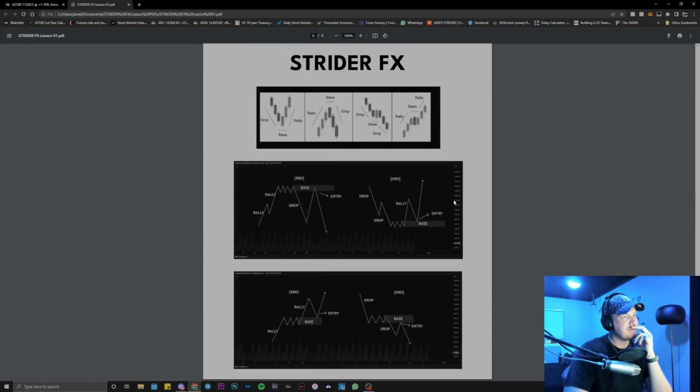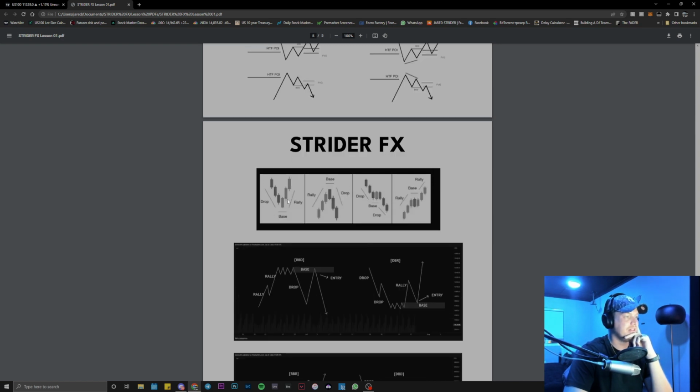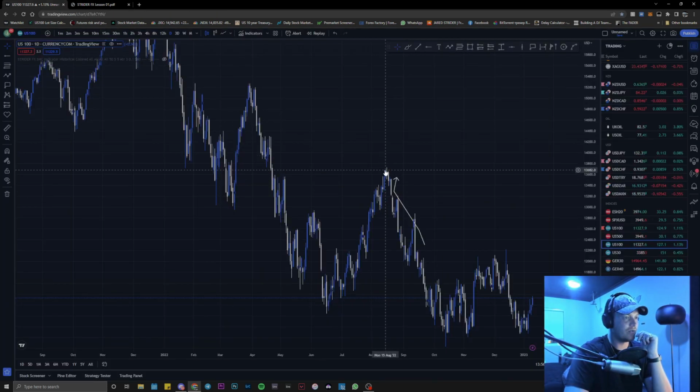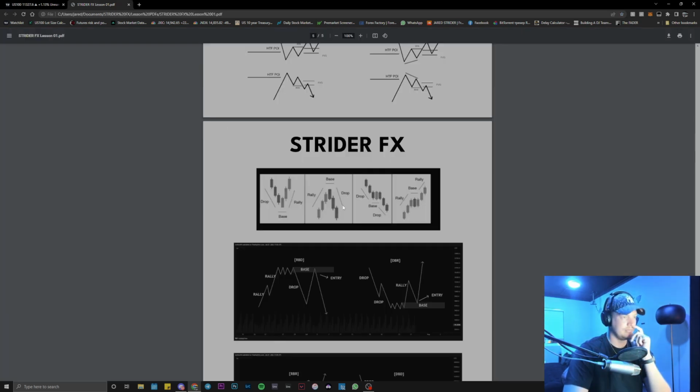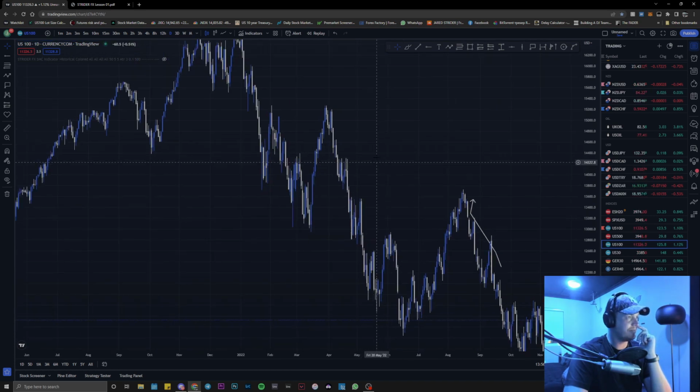Now, there's different types of finding order blocks, okay? You have the drop, the base, and then the rally. Rally, base, drop. With these, your order blocks will be at the extremes. Like this. This is a rally, base, drop. Rally, base, in here, drop. Then you have the drop, base, drop. So you see how this dropped, based here, and then dropped again. That was an order block in there.